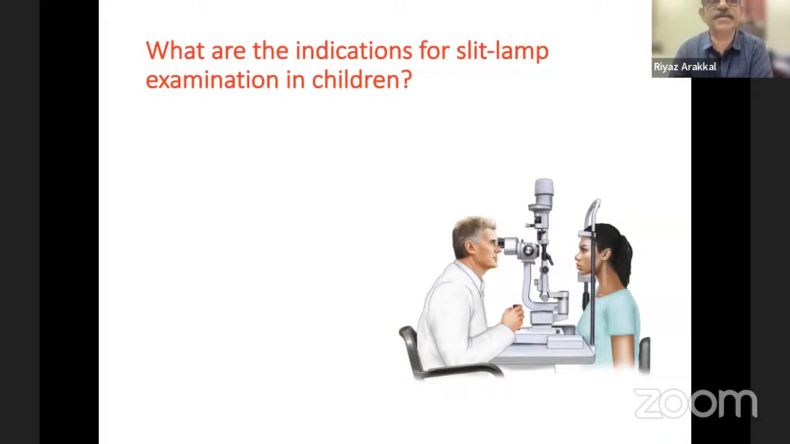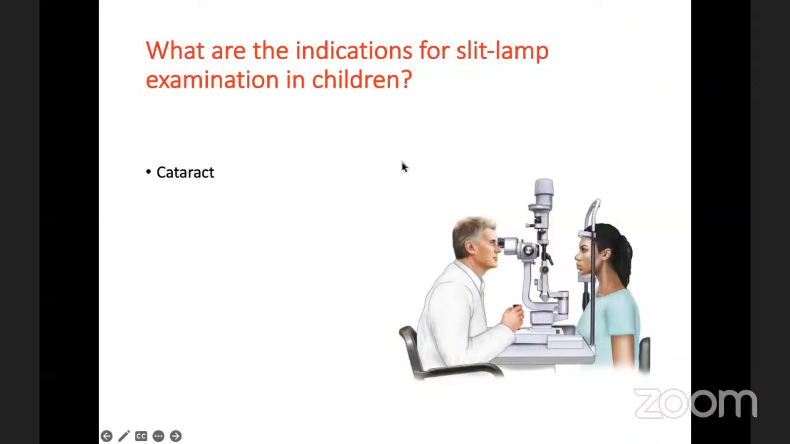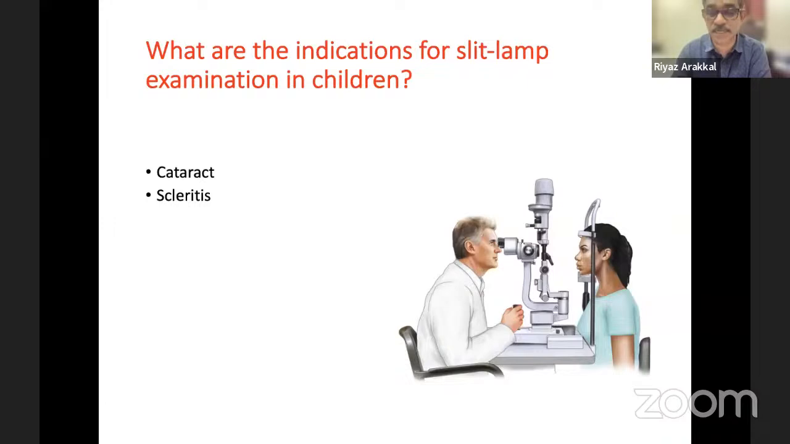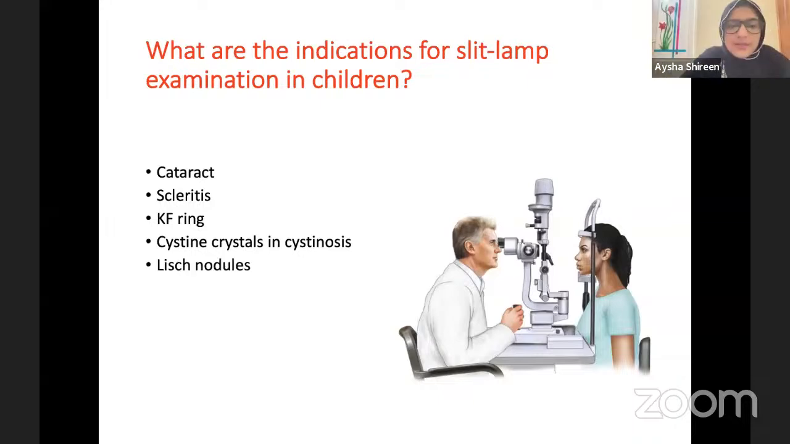What are the indications apart from KF ring? Cataract. Anybody in the chat box? So the answer cystinosis was there. That's right. Cystinosis, scleritis in rheumatoid arthritis, KF ring, and as rightly mentioned, cystine crystals in cystinosis. Anything else? Retinitis pigmentosa, RP.